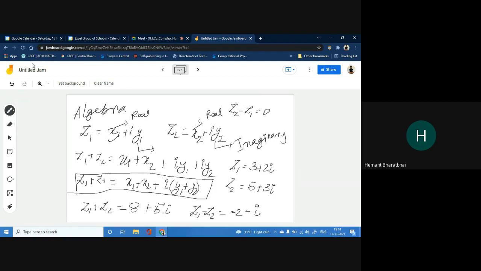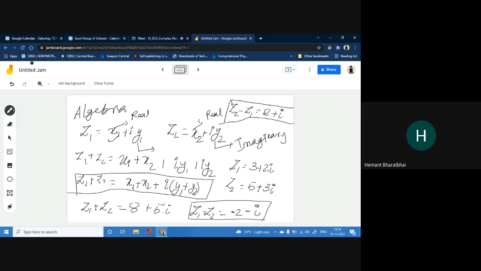So if I'm writing Z1 minus Z2, I'll subtract 3 minus 5, so that is going to give me minus 2. Similarly, I'm going to subtract 2i minus 3i, so that is going to give me minus i. If I'm doing the opposite, Z2 minus Z1, so I subtract Z1 from Z2, 5 minus 3 gives me 2, and 3i minus i, this is the value of Z2 minus Z1. Okay, so I hope you understood it.